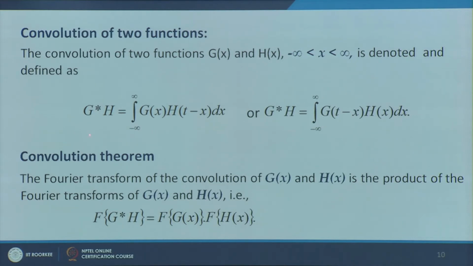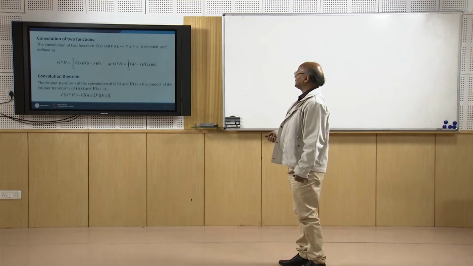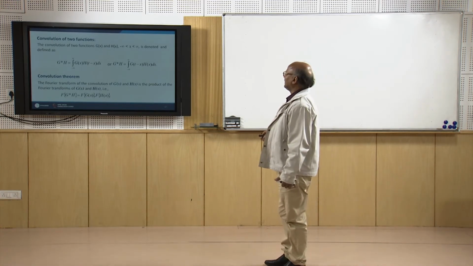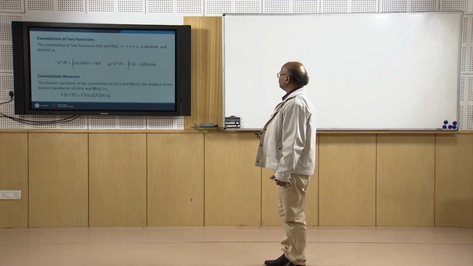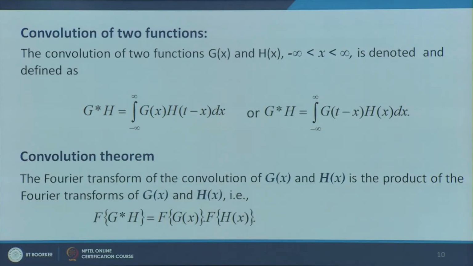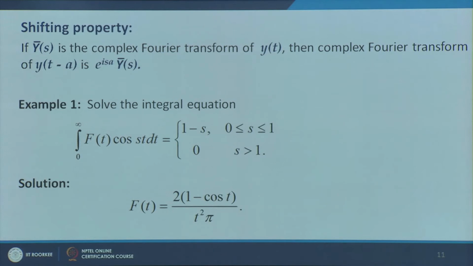So then the Fourier transform of the convolution of g and h, that is F of g star h, is the product of the Fourier transforms of g(x) and h(x), just like in the case of the Laplace transform. So this is how we get the Fourier transform of the convolution of two functions of x. Then like in the case of the Laplace transform, we have a shifting property here. If f bar(s) is the complex Fourier transform of f(t), then the complex Fourier transform of f(t minus a) is e to the power i s a f bar(s), which can also be easily proved by following the definition of the Fourier transform of f(t).